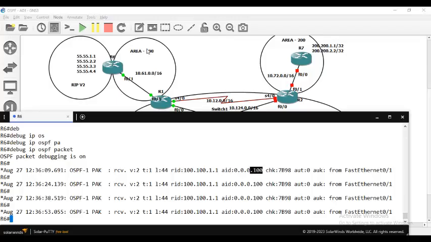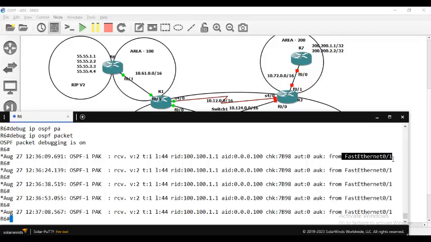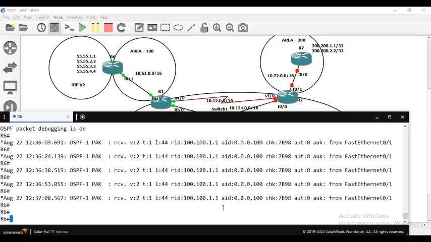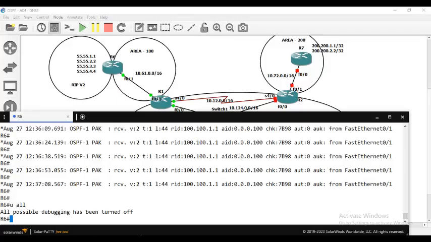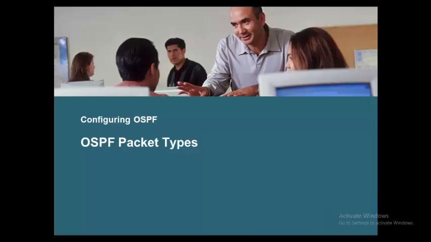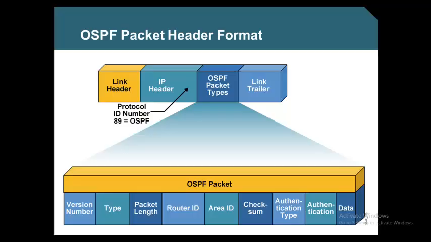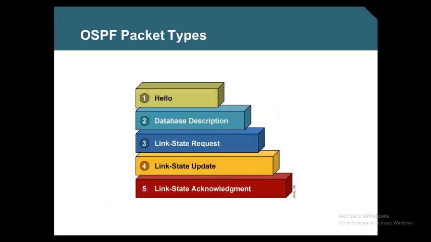All right, so let me stop this and take you back to the presentation. So we just saw these fields. We saw version 2. We saw type 1. Type 1 means what? This hello packet. And then we saw packet length, router ID, area ID, checksum value, authentication type, authentication string. And we didn't see data there because it's a hello packet. Fine. Now, this is about hello packet in detail.